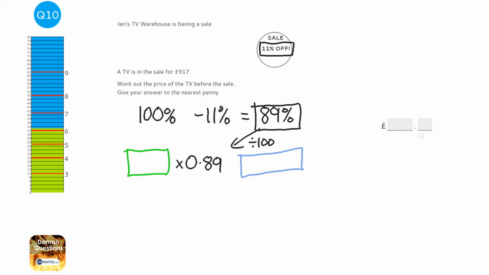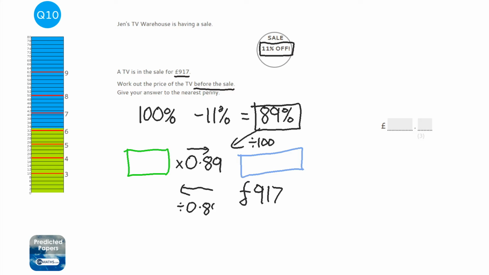But the difference with this question is we're not working this way, we're working this way. So if you have a look at the question, it says the sale price is 917, work out the price of the TV before the sale. So the end price is 917. So instead of timesing it by 0.89, when we're working the other way, we divide it by 0.89.